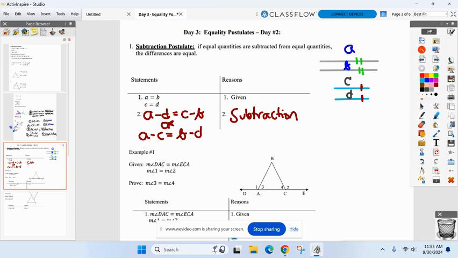So I know you said that you won't take out many points for not writing postulate or property, but will they do it on the midterm? No. If we don't put postulate properly? Nope. Just write subtraction. That's all we care about.